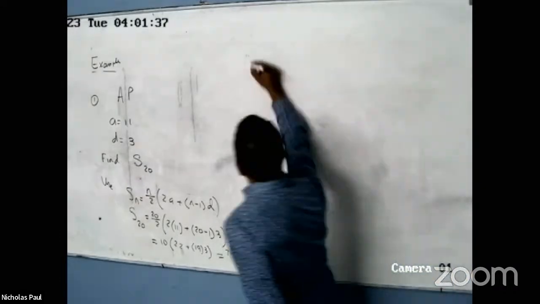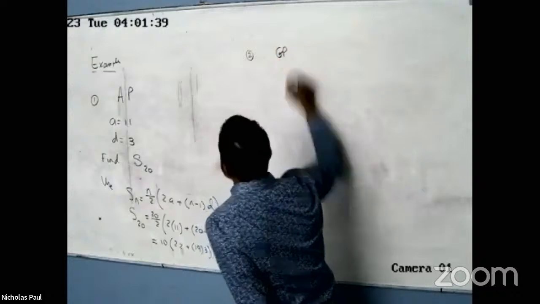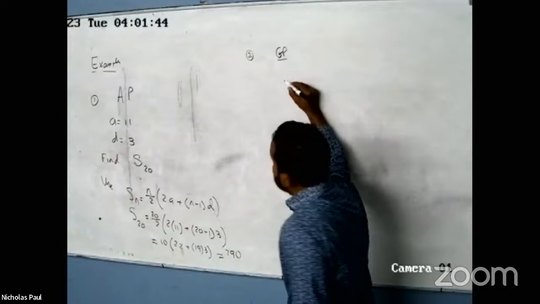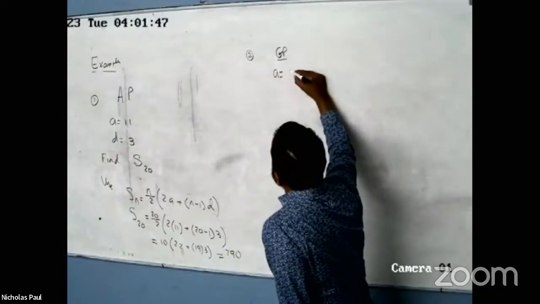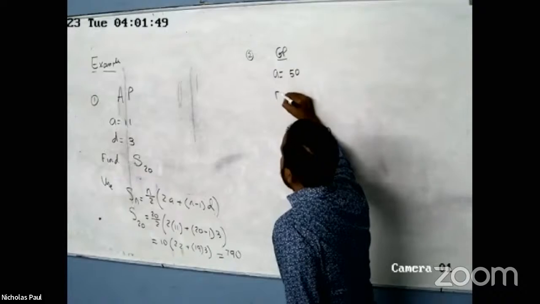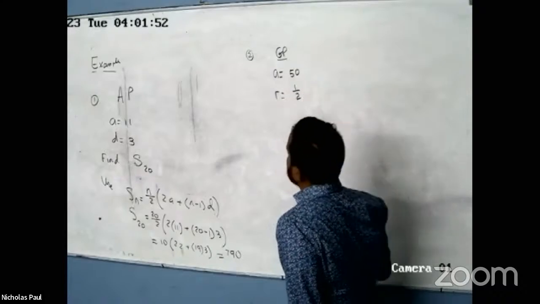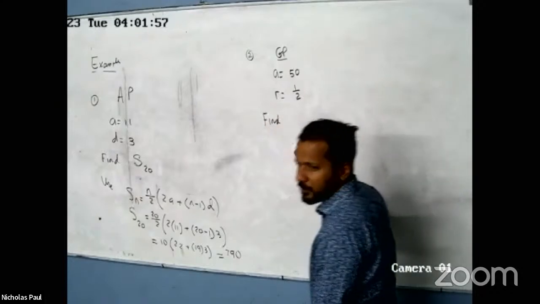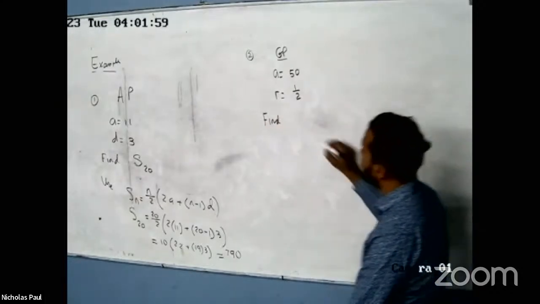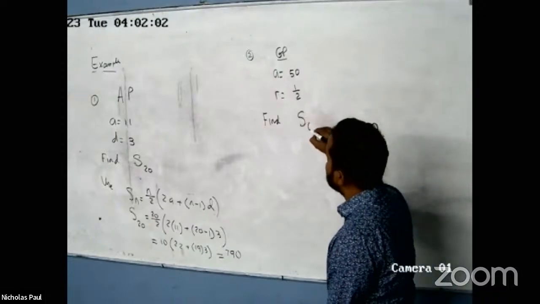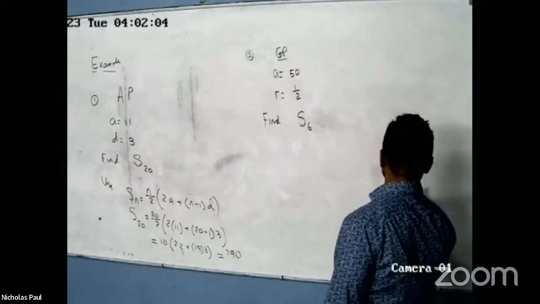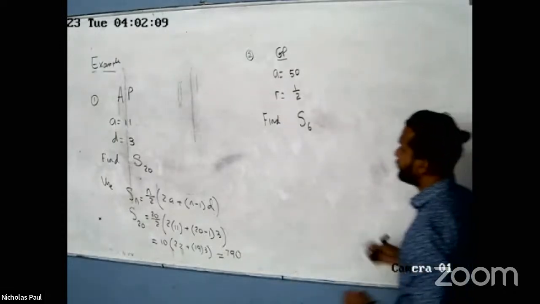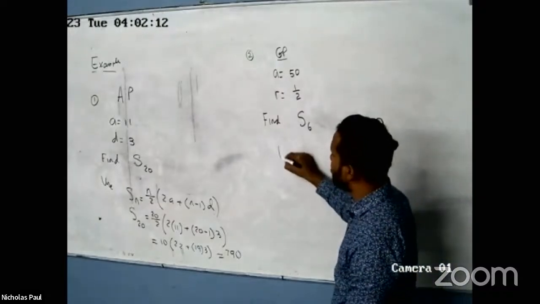Number 2, GP. Suppose I gave you a GP and the first term is 50 and r is a half. And I want you to find, let's not go too far, let's find the sum of the first 6 terms. So just do my favor. Which formula are we going to use?